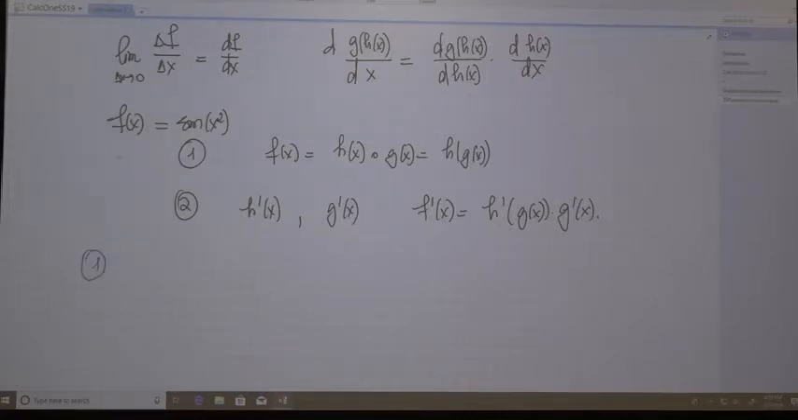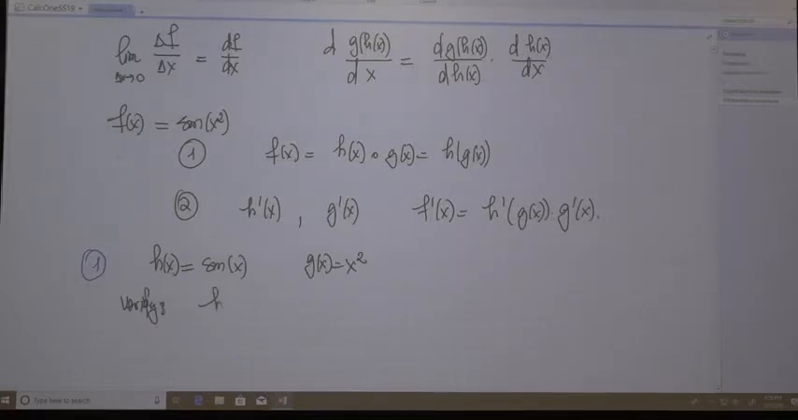So what do you think? What kind of two functions do I need to choose so that their composite gives me sine of x squared? Sine of x and x. Sine of x and x squared, right? Okay. So h of x is equal to sine of x, and g of x is equal to x squared. Okay? Let's verify this.